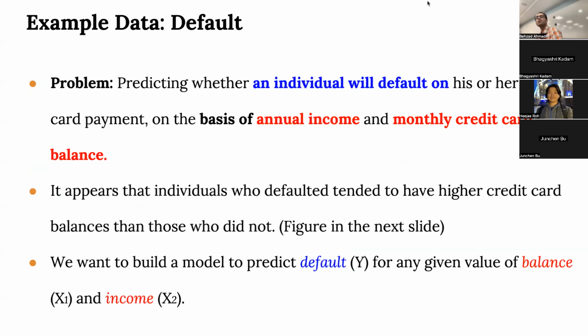Predicting whether an individual will default on his or her credit based on income and monthly credit card balance is a classification problem because the output is one of the two: whether the person will default or not. So in this case, to predict whether the person defaults is Y, and our X1 and X2 are just our income and the monthly balance on the credit.